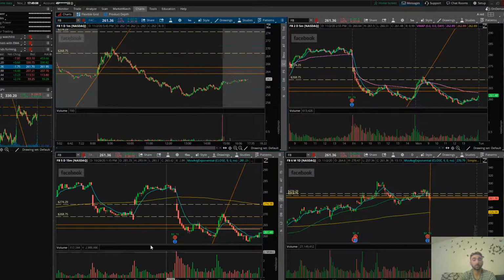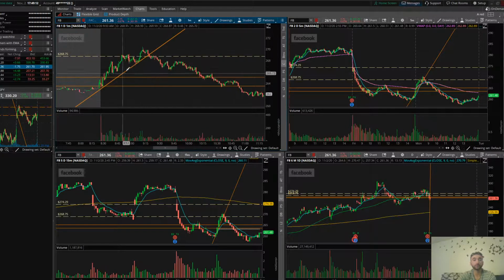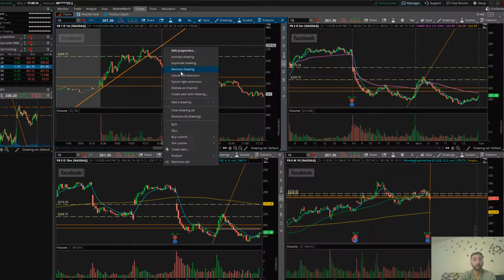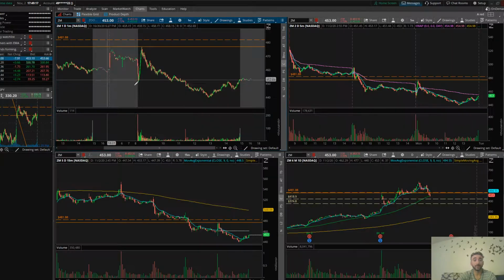All we did was we were already aware of this resistance level, and once it hit the resistance level, we looked for a trend line break. Okay, so let's look at another one, ZM.